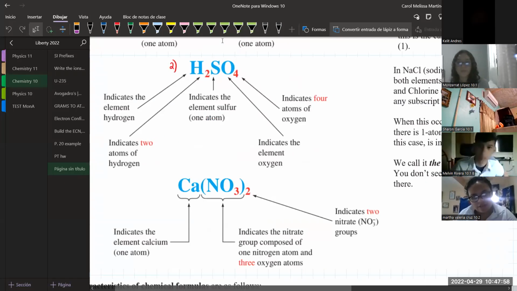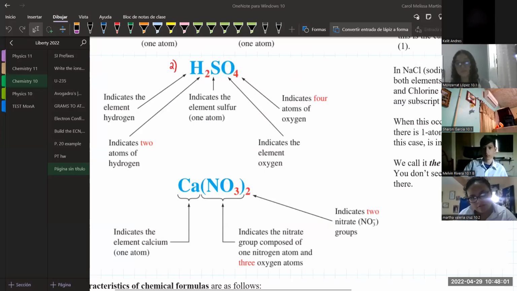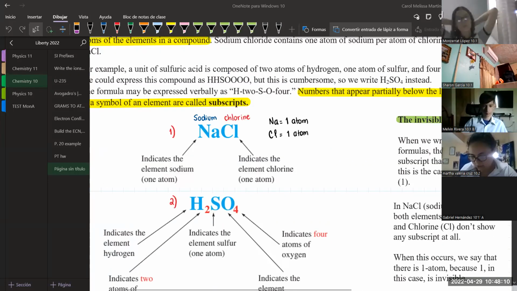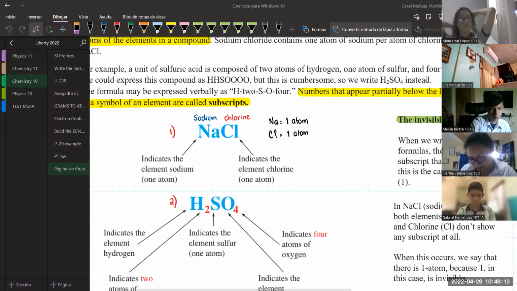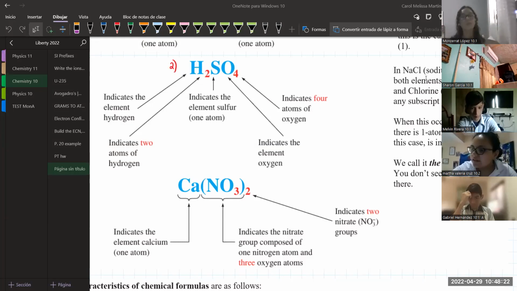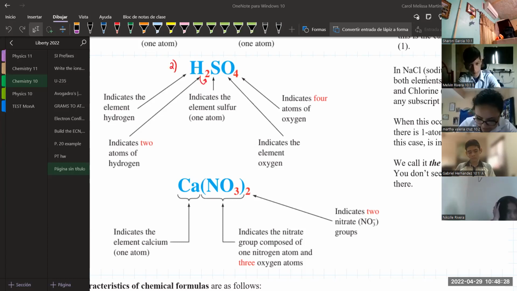Okay. So, this compound is made of 3 elements, and remember the definition of subscript. Subscripts are those numbers that appear partially below and to the right side of a symbol. To the right side of the symbol. That means that hydrogen is going to contain 2 atoms. Sulfur, I don't see the number of atoms. That means that is what number? If you don't see it, 1. It is 1, okay?